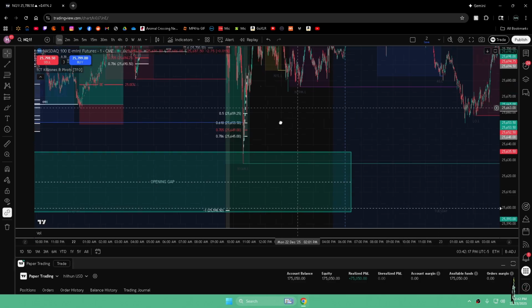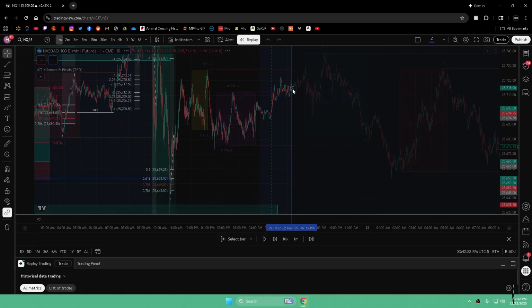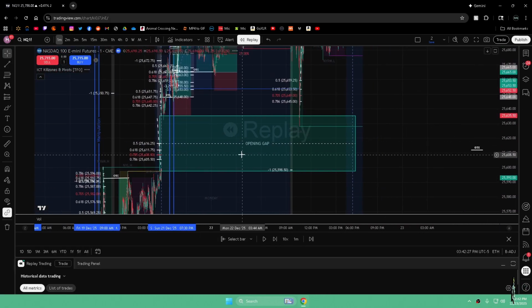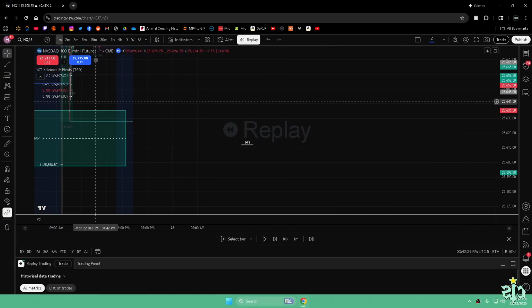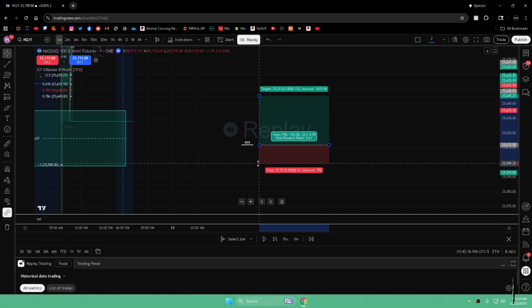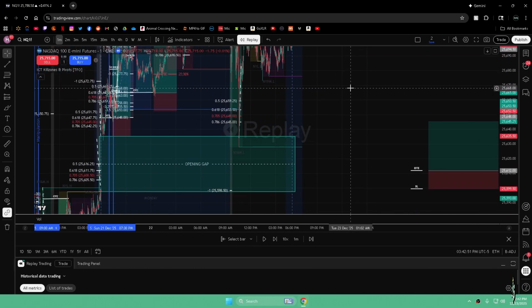Let's go into replay mode actually. All right, so this is without knowing anything. I made this first range, right? And I had this pre-marked out for longs. Pre-marked out for longs. And there is my SL. All right, so pre-marked out for longs.